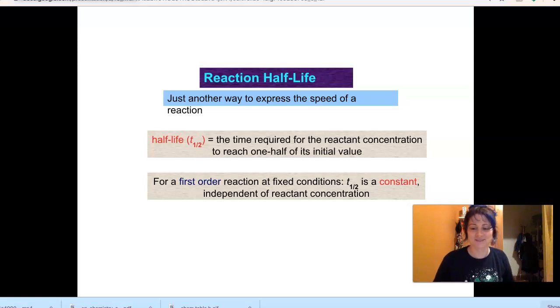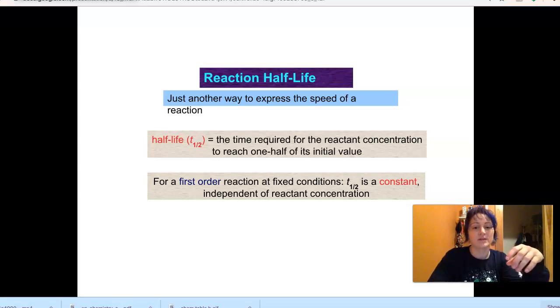Welcome back. So we're going to do a quick little intro into how reaction rates relate to nuclear reactions. Now we've been looking at zero, first, and second order reactions. Today we're going to be focusing on the first order.